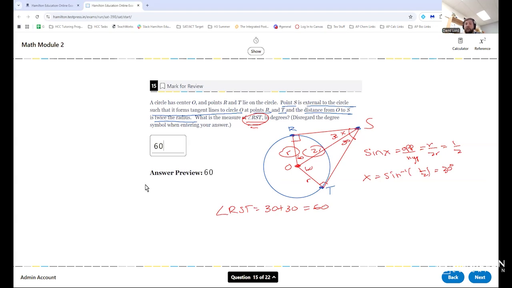So if you got 30, you were very, very close. So just always make sure you know your letters and keep track of what you're actually solving for. And drawing a picture for these problems, especially when there's no picture given, is very key to success. All right, let's go on to the next one.